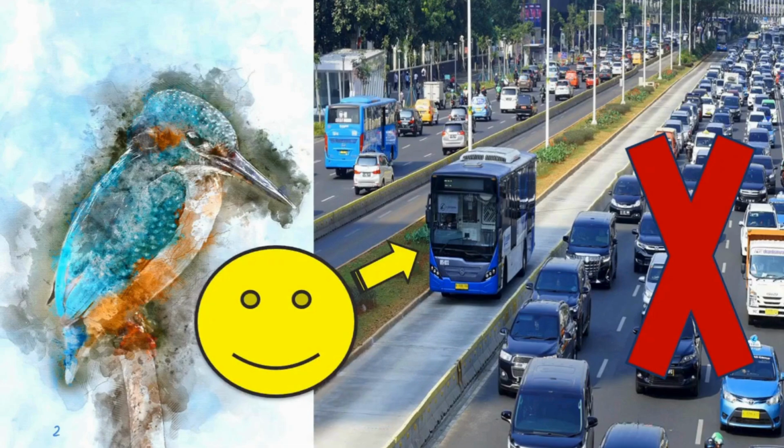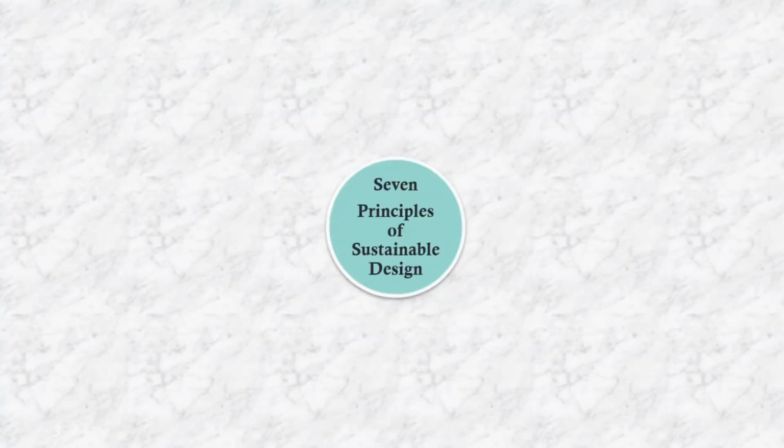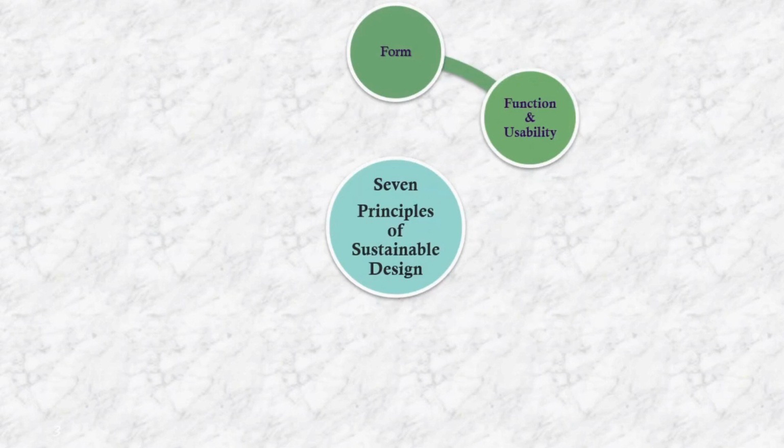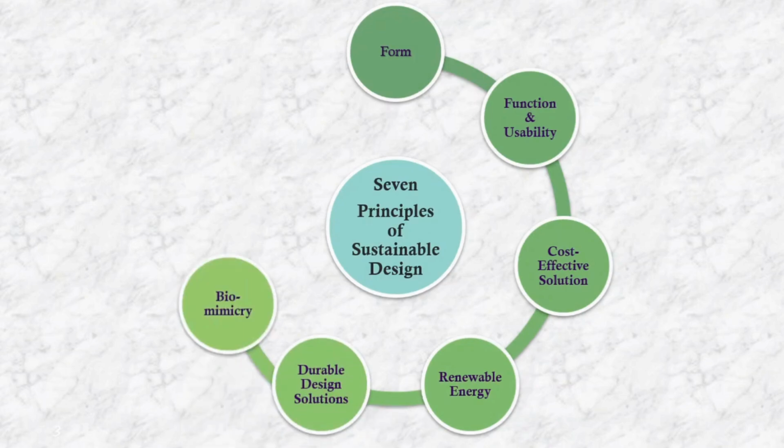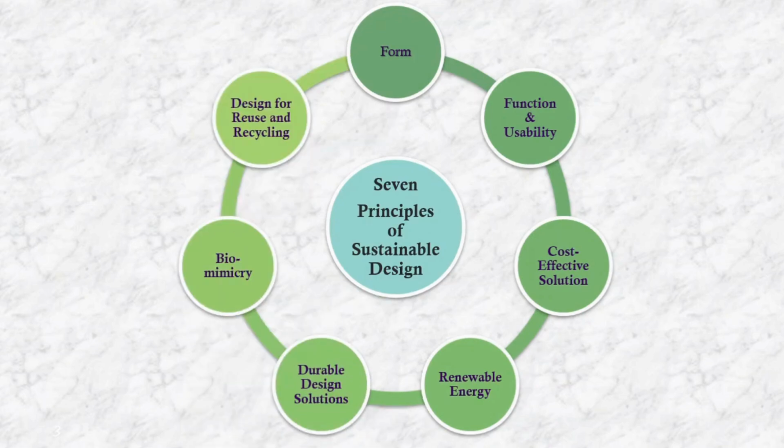Now let's move further with the next part, that is the principles of sustainable design. There are basically seven principles of sustainable design, and what are these? The first principle is form. The second principle is function and usability. The third principle is cost effective solution. The fourth one is renewable energy, the fifth one is durable design solution, the sixth one is biomimicry, and the last principle is design for reuse and recycling. Ultimately we must utilize these seven principles of sustainable design to make a better future.